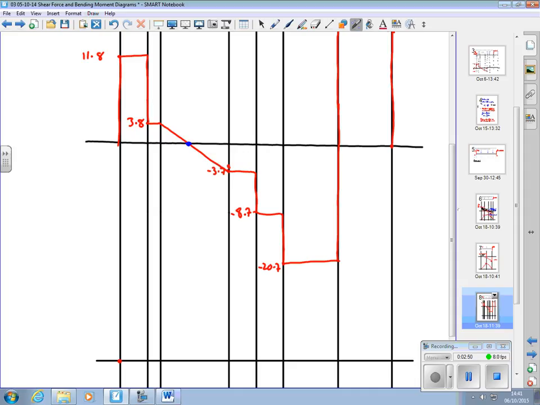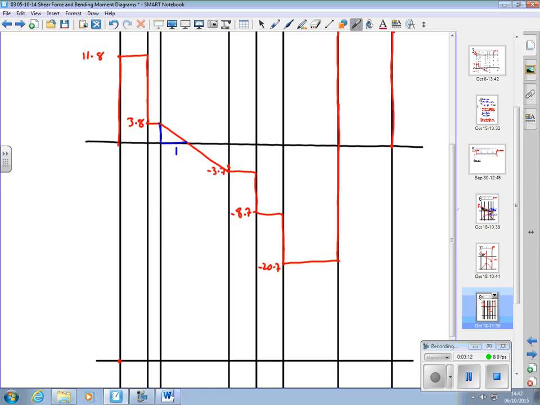And to work it out, I can think about the idea of similar triangles, because that triangle is similar to that triangle. So the ratio of that side to that side is the same as the ratio of that side to that side. So that means I can work out this side.